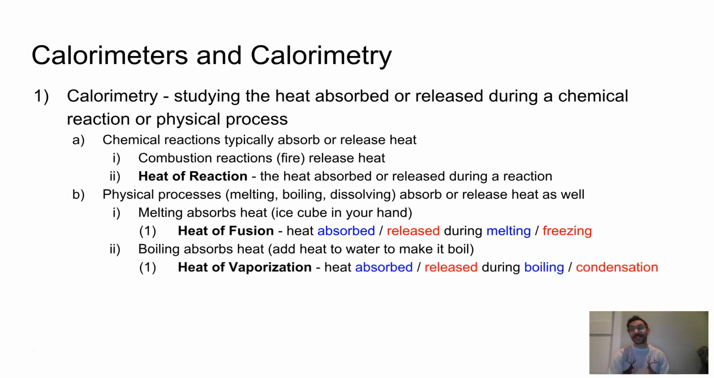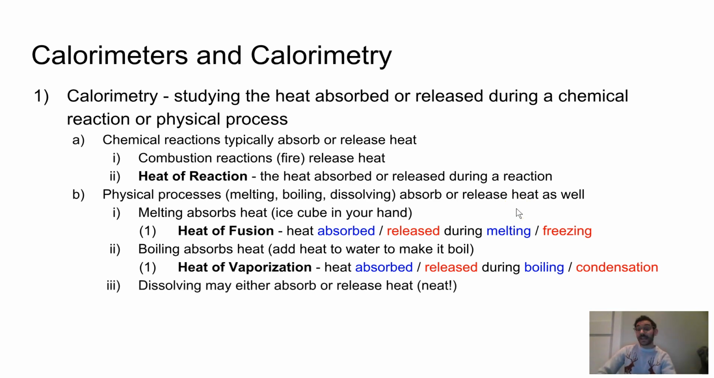We have to add heat to something to make it boil. We're going to define that as the heat of vaporization, and we're going to use that for when things boil or condense. So heat is absorbed during boiling, the heat of vaporization, and it's going to be that same amount of heat that's released when that chemical condenses. Vaporization and condensation take the same amount of heat to go either way. Same thing with melting and freezing.